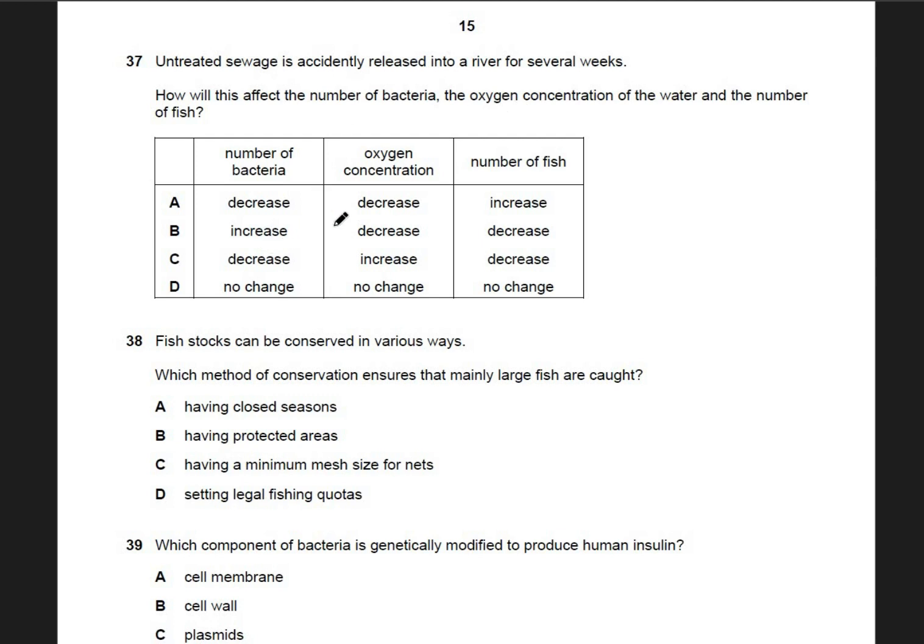The number of bacteria will increase, obviously, because untreated waste is getting disposed of into the rivers. And when the bacteria increase, the oxygen concentration will decrease automatically. Yes or no? All right. And when the oxygen concentration decreases, the number of fish that are living already in the water body will decrease as well. So the number of bacteria will increase and oxygen concentration will decrease and number of fish will decrease as well. That is option B.